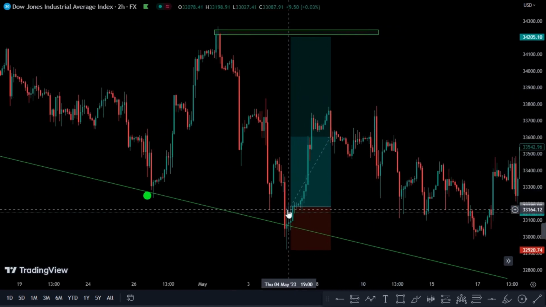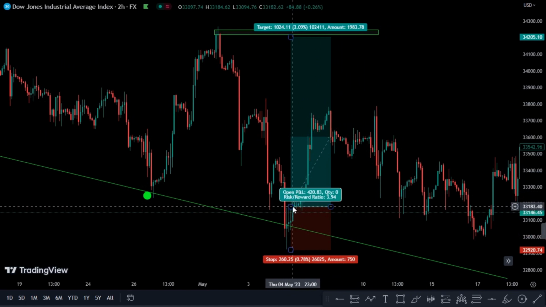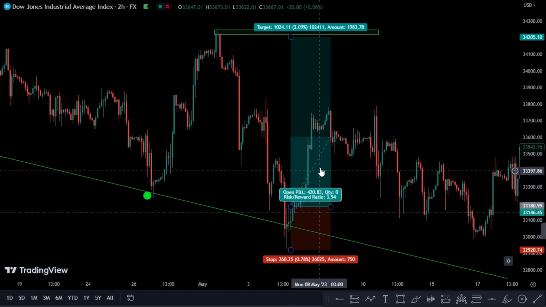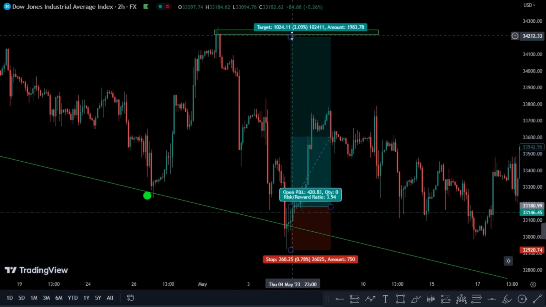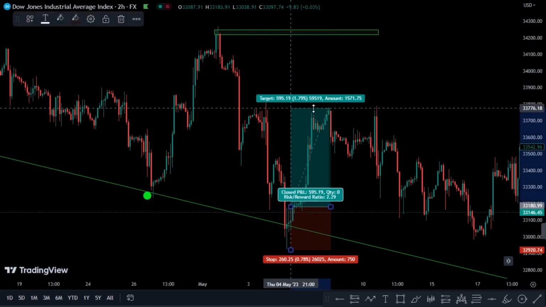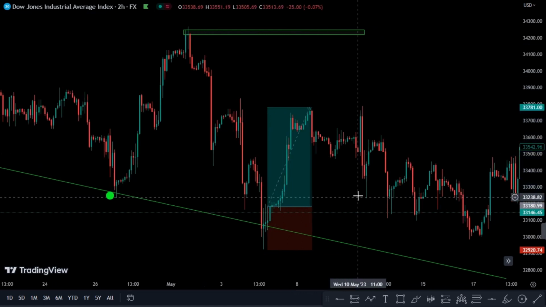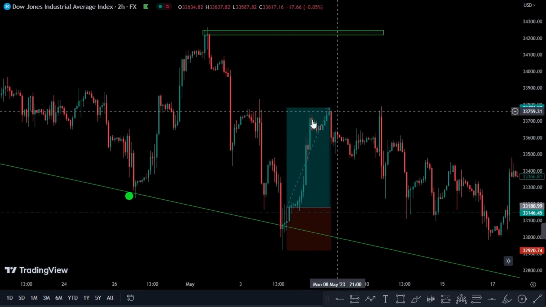And as you can see, right after our entry, indeed the market pushed to the upside all the way to this area right here. So that is how we would have capitalized on it.